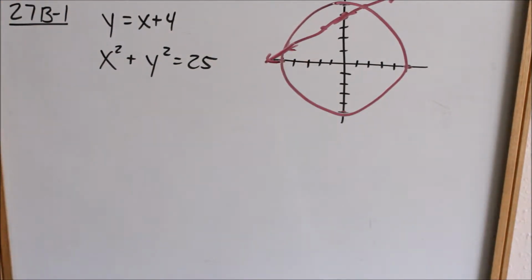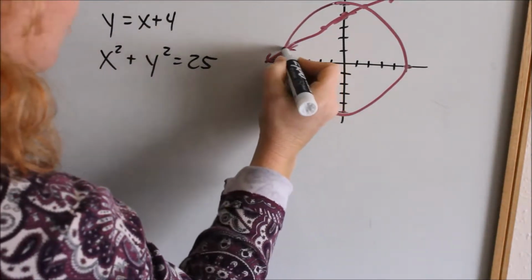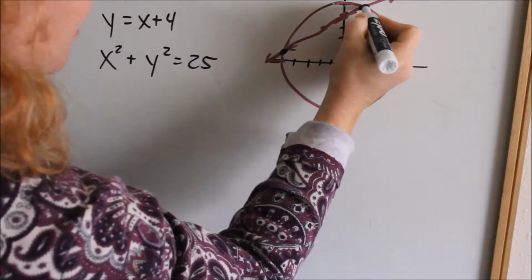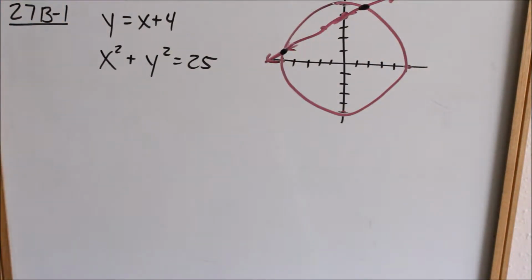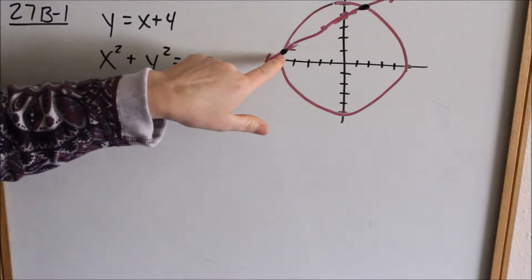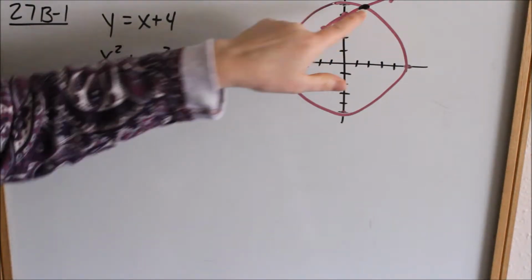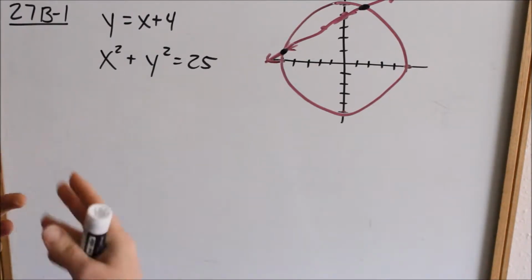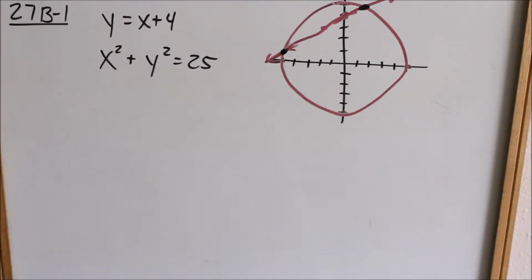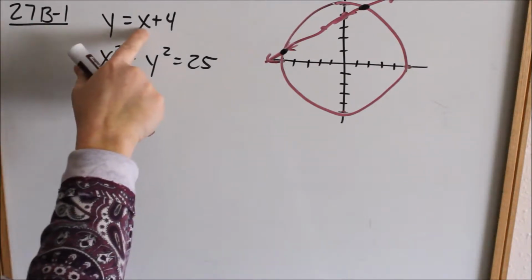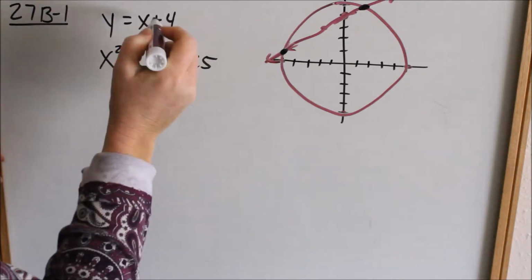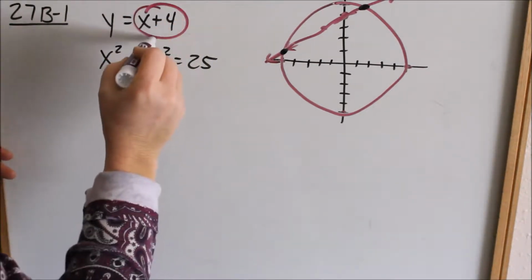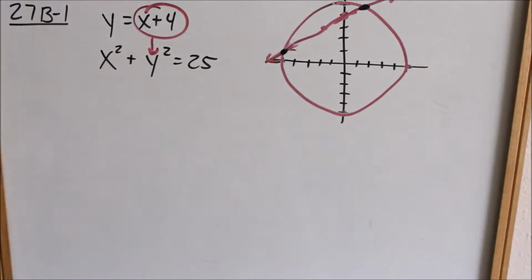I can see now just from an estimate that I am going to have 2 points where this line and this circle intersect. My goal is to calculate the coordinates of this point and of this point. We do that by calculating. You're either going to be using substitution or elimination in most of these problems. I can see here that y equals this, so I can use substitution. I can take this and substitute it in for y.